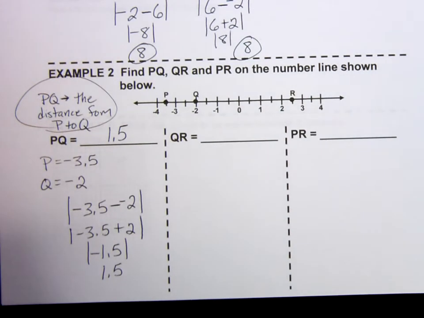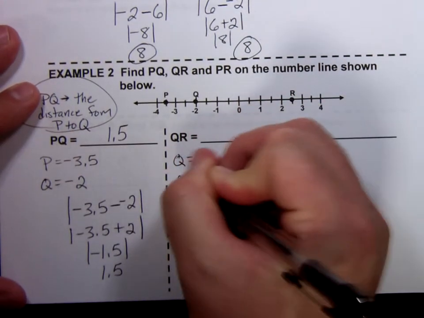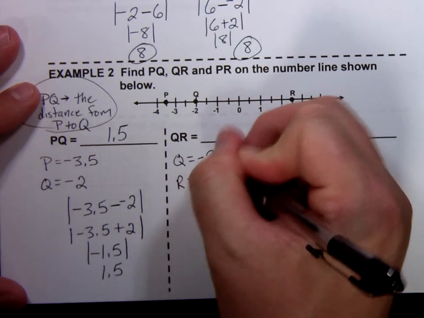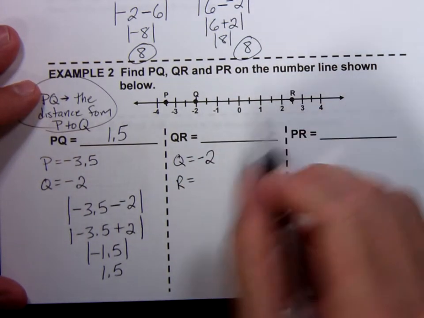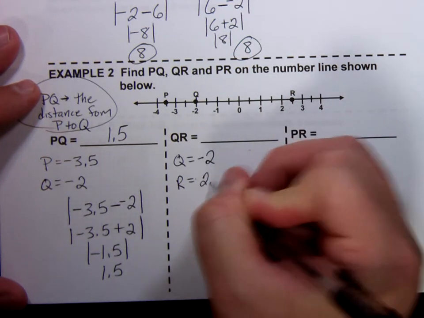Okay, let's get the distance from Q to R. So first, let's get the coordinates of each endpoint. So Q is at the point negative 2, and R is at the point 2.5.